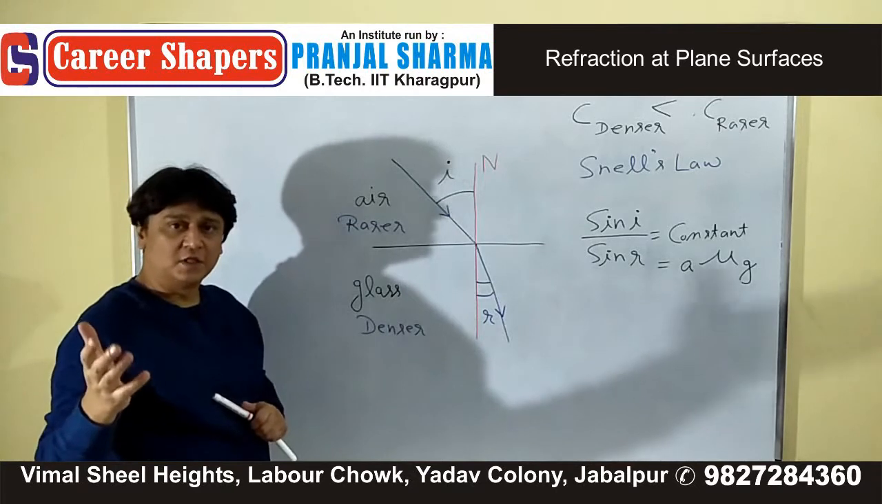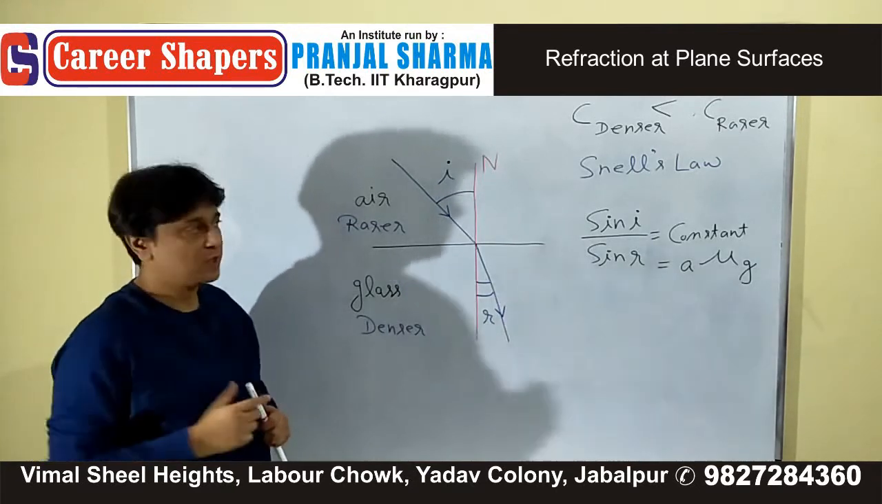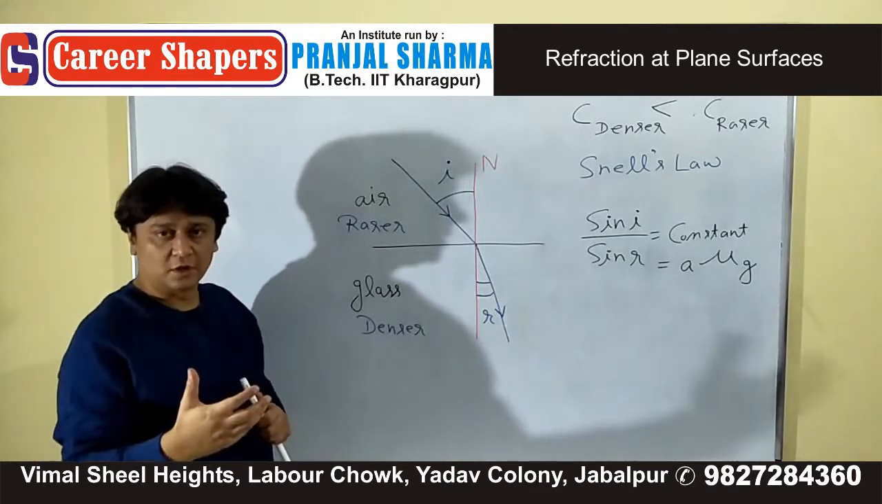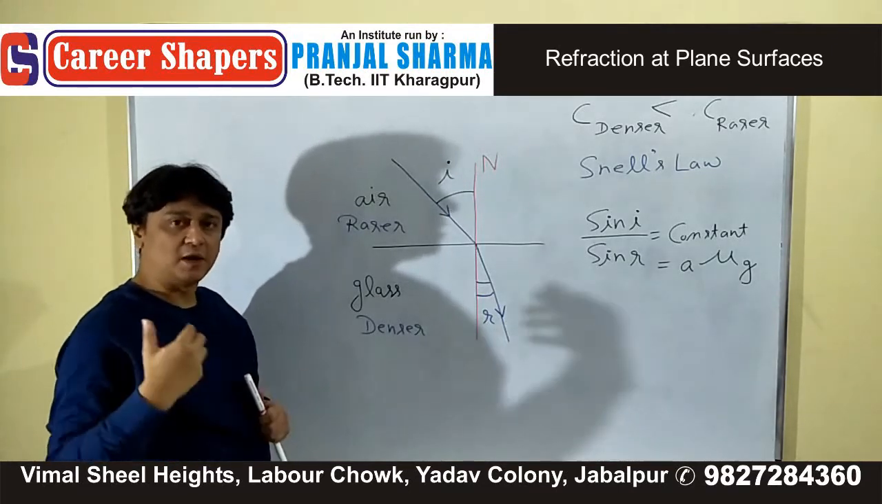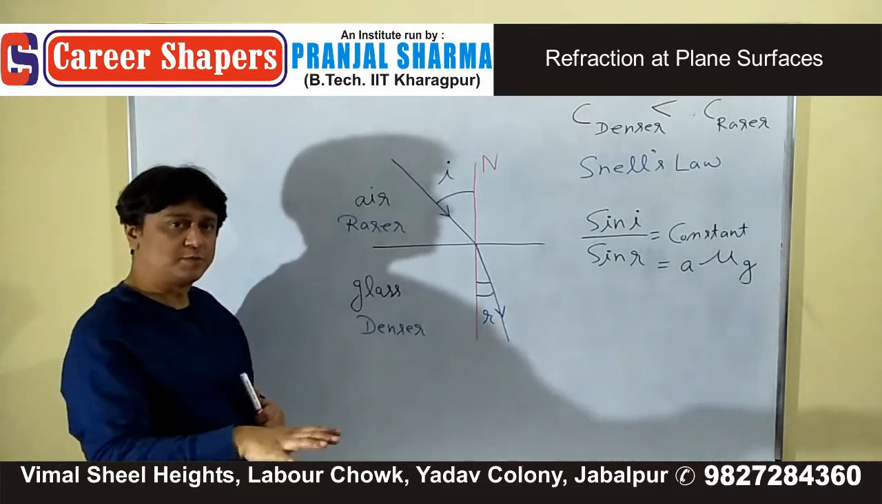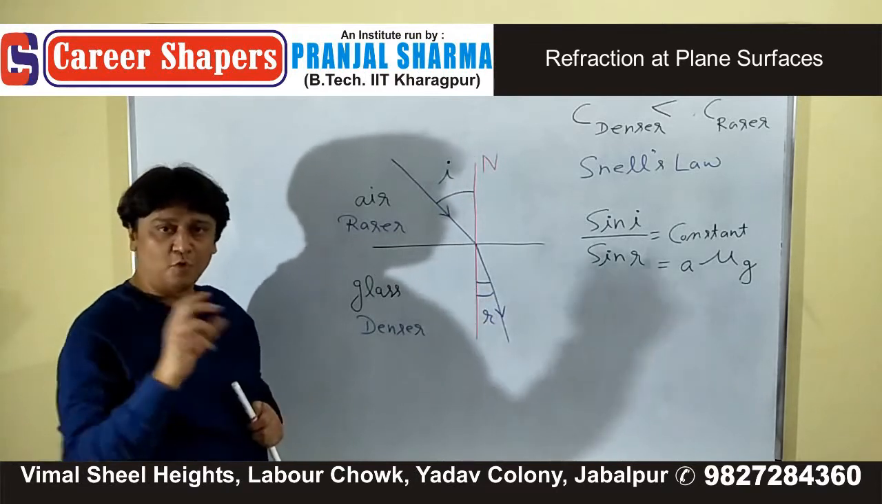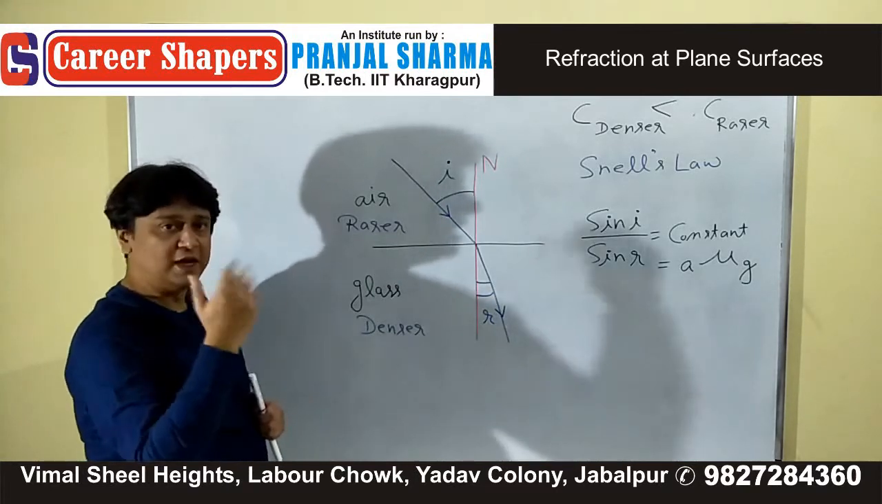Why light speed decreases in denser medium? You can understand in this way. It interacts with lot many particles, lot many molecules, and due to that interaction, speed basically decreases. And we'll understand more fundamental reasoning later on.